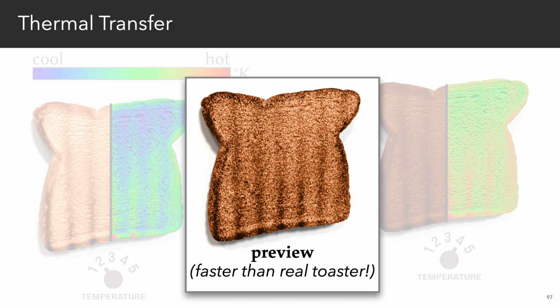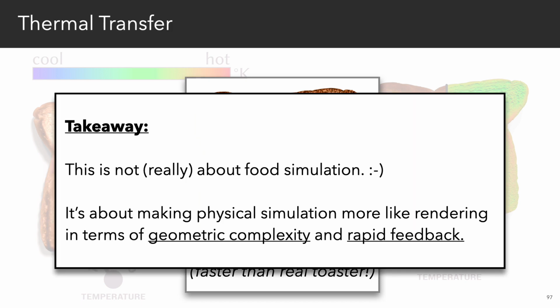So the takeaway here is not necessarily about simulating food, but rather about making physical simulation more like rendering, both in terms of geometric complexity and rapid feedback. I would, for example, like to get feedback instantaneously if I change the shape or the size of the heating elements, rather than having to wait around to remesh my problem domain.